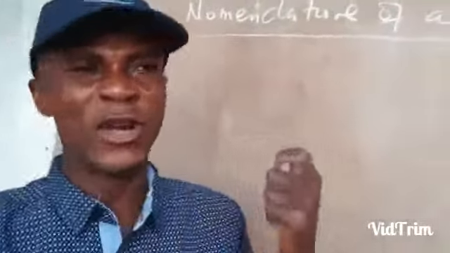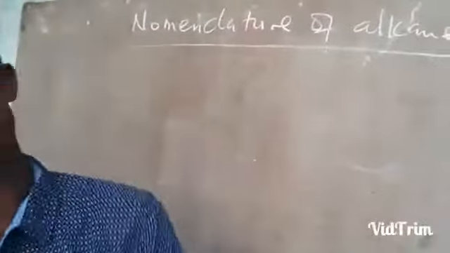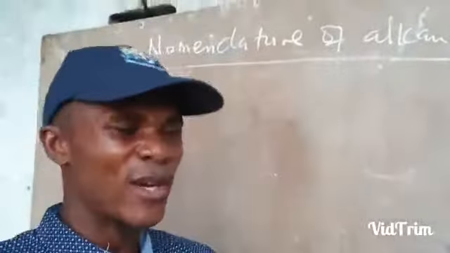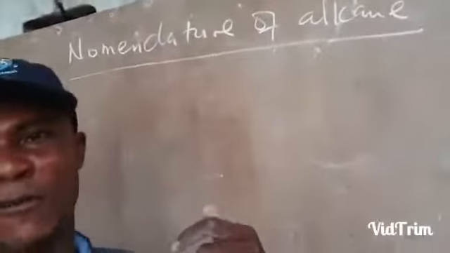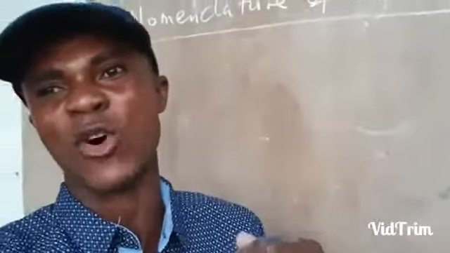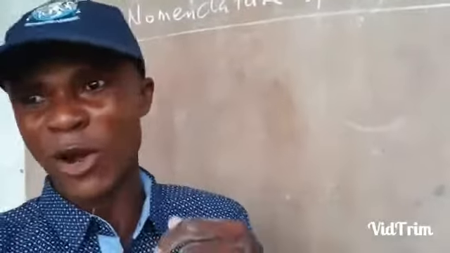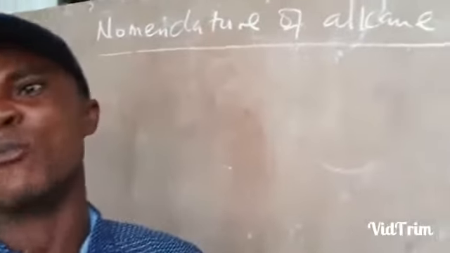We are now going to look at the nomenclature of the alkane. What do we call nomenclature? Nomenclature is the naming of the compound. And for you to name alkane groups, there are about 8 or 9 rules that you should know. Any one of the rules that is not understood, you cannot name the compound.